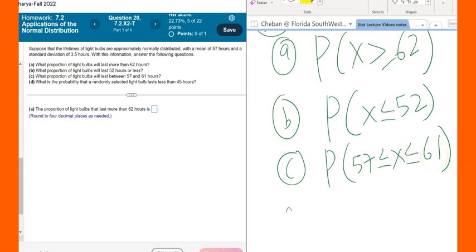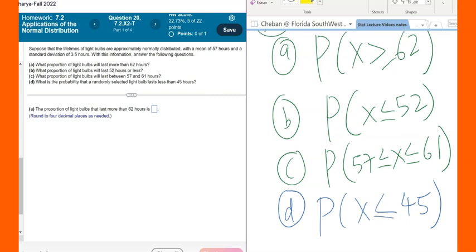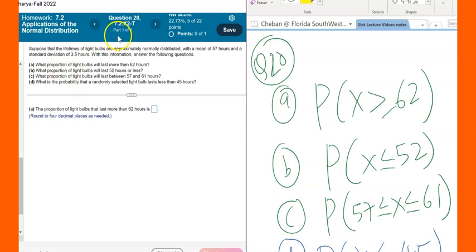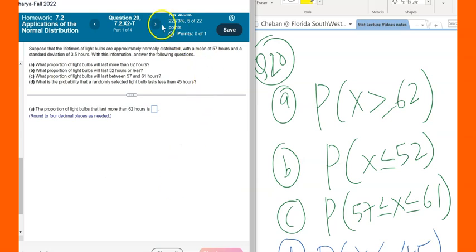And finally, part D, you're looking for the probability. Here in A, B, C it's a proportion, but here it is the probability that a randomly selected light bulb lasts less than 45 hours. Here you're looking for probability x less than 45. Even if you put equals to, it doesn't matter, because it's a continuous random variable. It doesn't matter on the normal CDF. That's how you solve this question. Make sure you round it to 4 decimal places. Okay, I think you will finish by yourself.